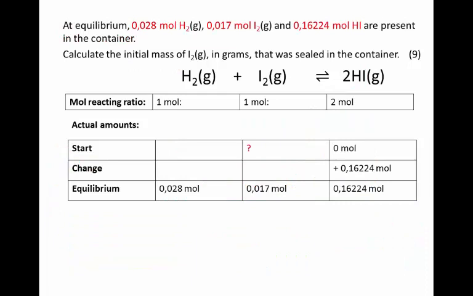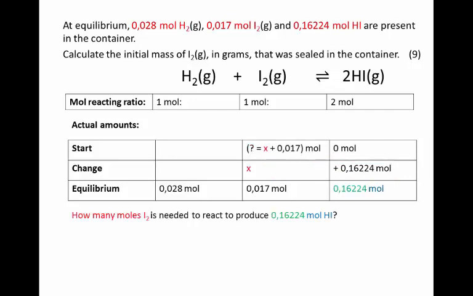So how are we going to find out how much changed? The first thing to realize is a very simple thing to see, and that is that 0,16224 moles of hydrogen iodide was produced during the change, during the reaction. And that's our key, because from that we can calculate how much iodine must have reacted in order to produce that amount of hydrogen iodide.